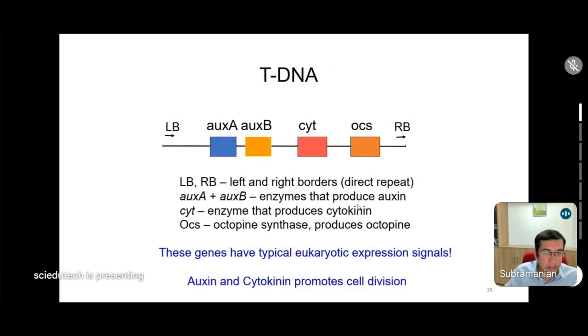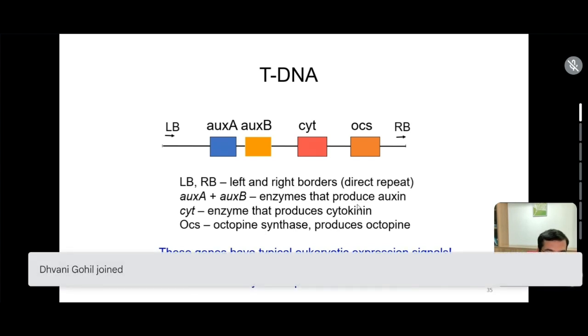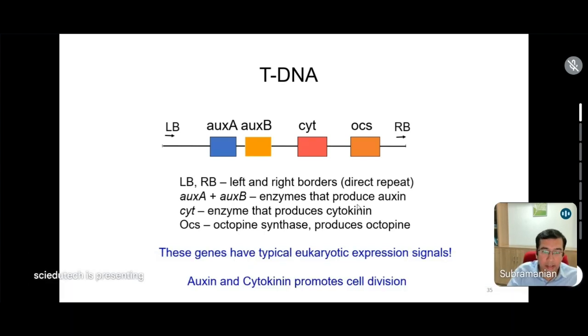So again, this is an example of how the tDNA region looks. You have right and left border, and you have genes for auxin, cytokinin, and octopine synthesis. These genes usually have eukaryotic expression signals. And again, to remind you, auxin and cytokinins promote cell division. Next slide, please.